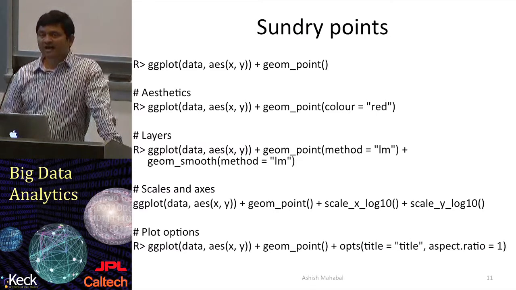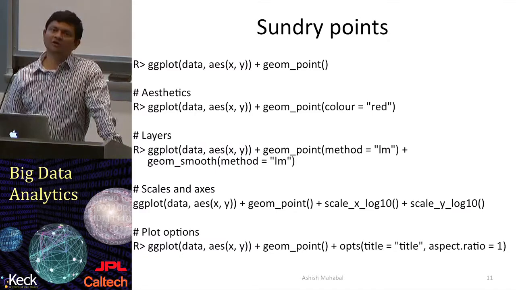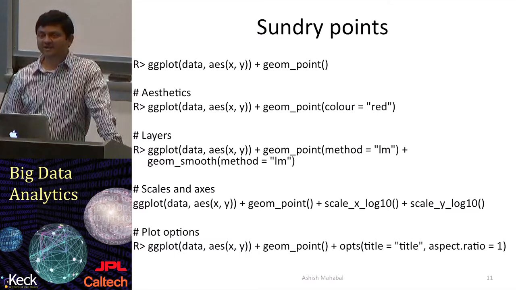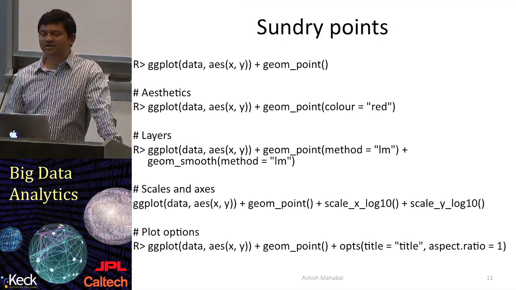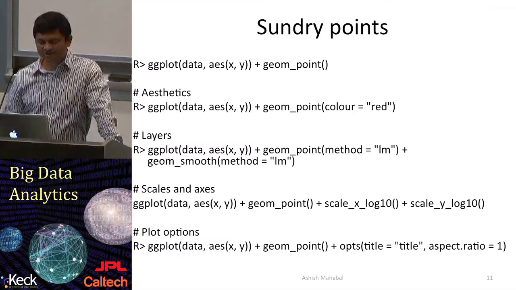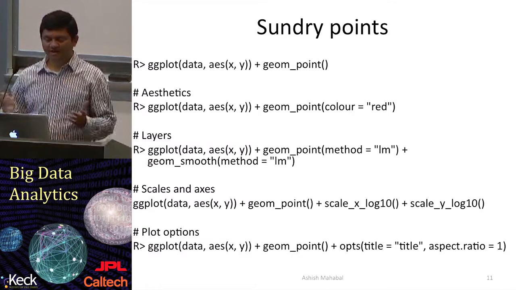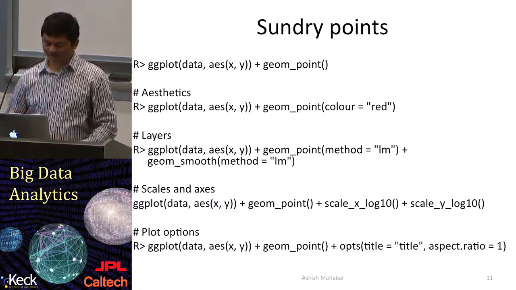Then similarly, you can add plot options. So you don't have to be stuck with the defaults. The defaults are reasonable, but normally for making plots into publications, you want the axes and labels, etc., to be much bigger. So you can specify all of that as an additional layer simply by using the command called opts. Here I've specified, for instance, what the title should be and what the aspect ratio should be. And you can add various other commands with that.